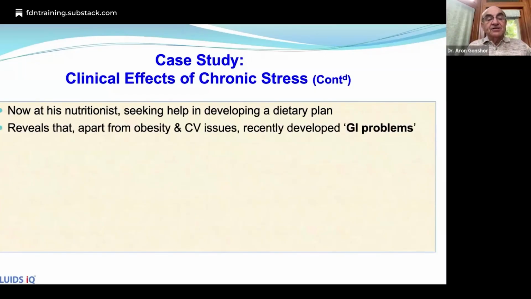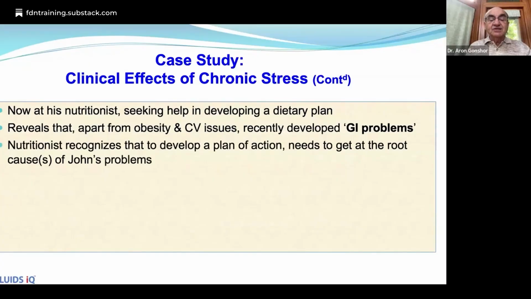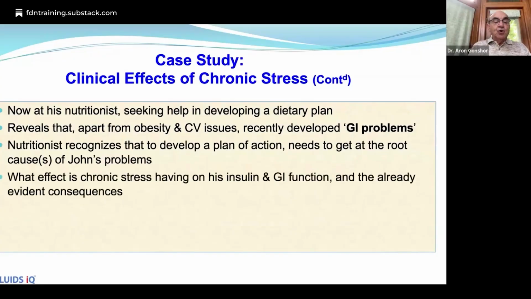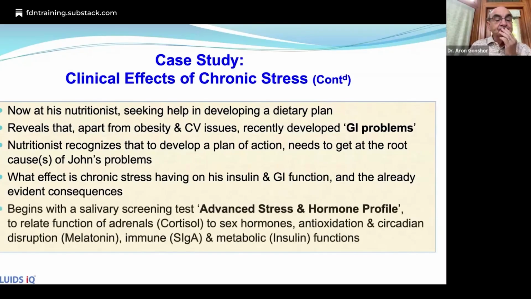And he even reveals that apart from his obesity and his cardiovascular issues, recently he started to develop GI problems. He says, I have problems in my intestine. The nutritionist recognizes that to develop a plan of action here, you need to get at the root cause or maybe causes of John's problems. And what effect in this case is chronic stress having on his insulin and his GI function, and the already evident consequences, which I just explained to you.